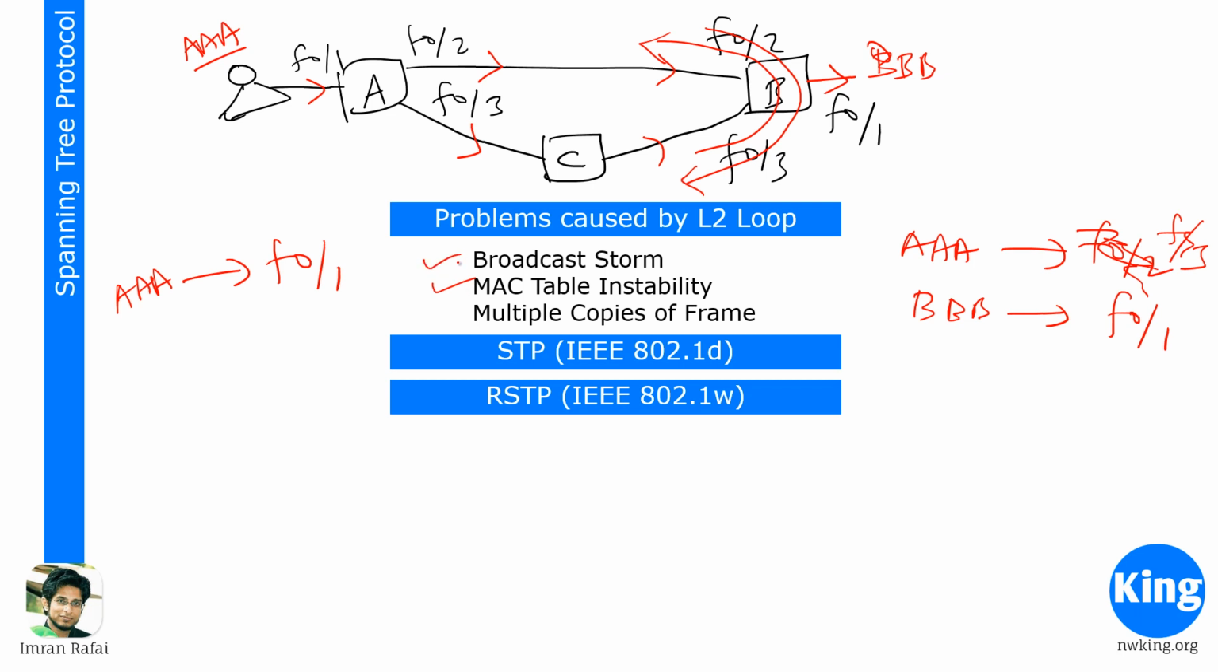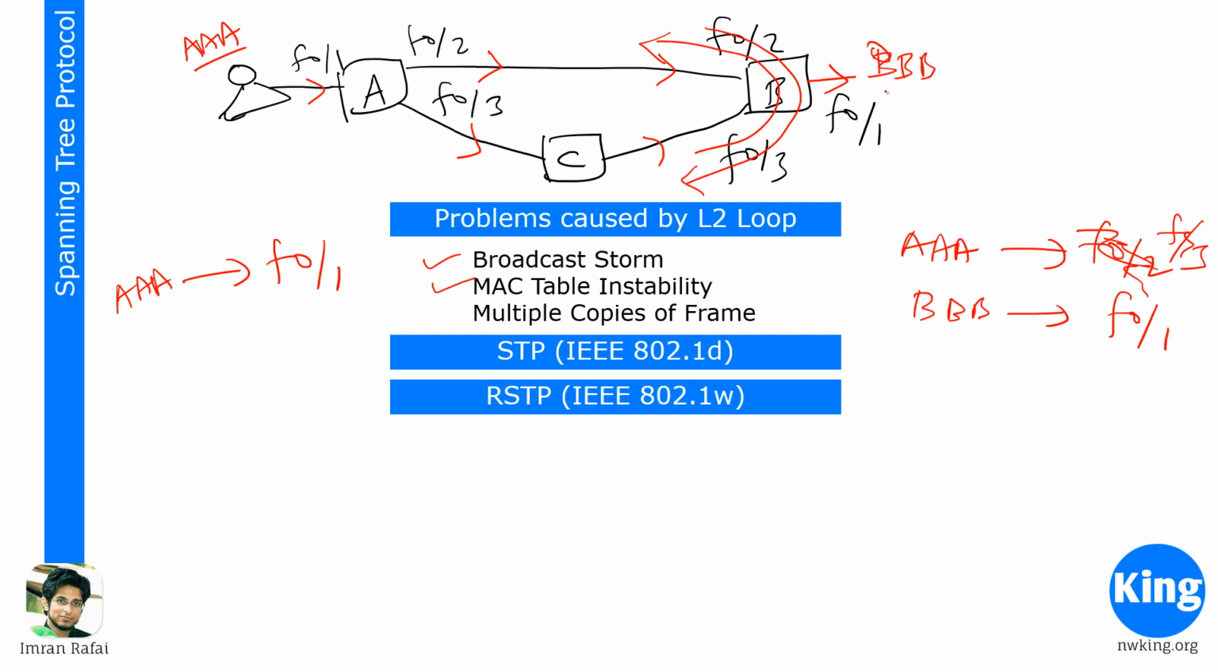So first we had the broadcast storm problem, and then we have the MAC address table instability, where every few seconds the MAC address table had to be updated because of a layer 2 loop. That's the second problem. The third problem is, if you remember here, this user sent a message or a frame or packet to switch A. Switch A sent it out on both its interfaces, right? So when switch B received it, switch B forwarded that to the correct user, which is BBB. That was the destination. That's fine.